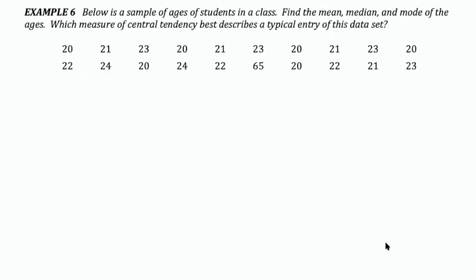We are going to practice these with an example. So this is example 6, which I believe is a data set from your book. It says, below is a sample of ages of students in a class. Find the mean, median, and mode of the ages. Which measure of central tendency best describes a typical entry of this data set?